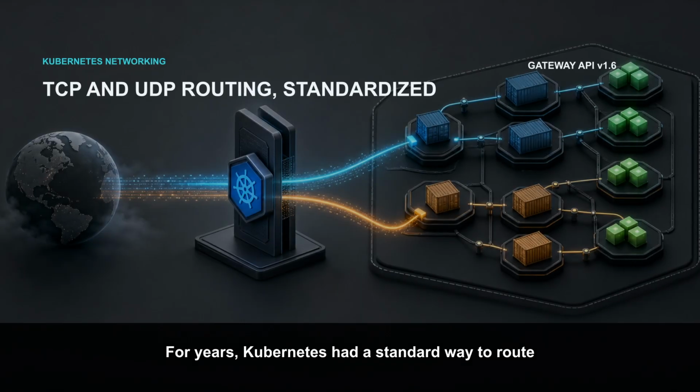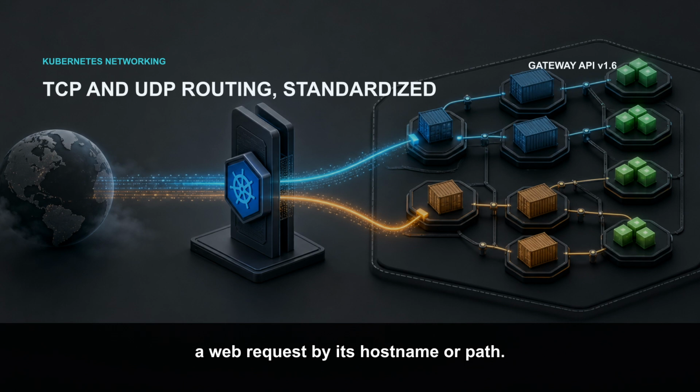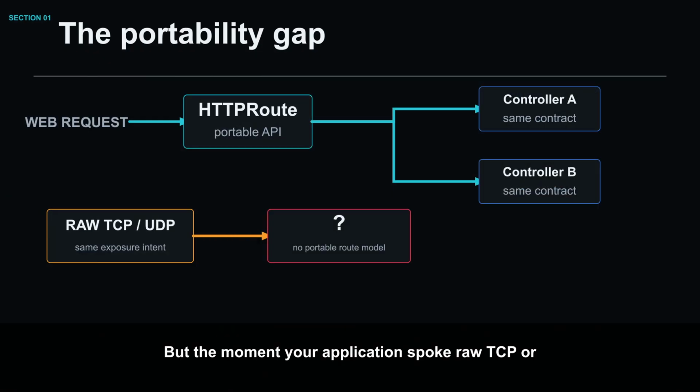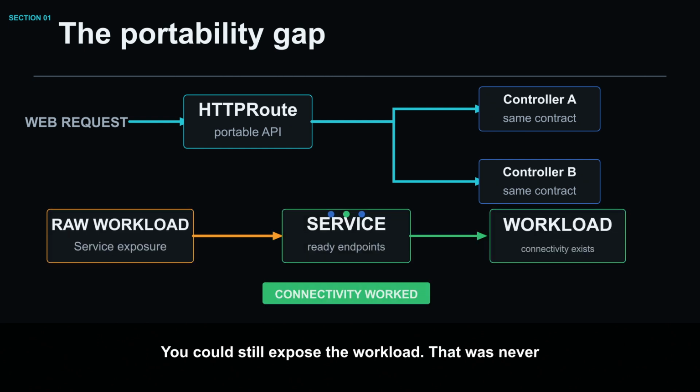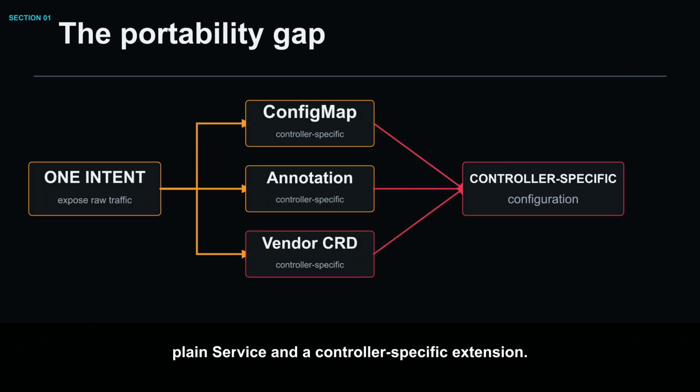For years, Kubernetes had a standard way to route a web request by its hostname or path. But the moment your application spoke raw TCP or UDP, that clean, portable story mostly stopped. You could still expose the workload. That was never impossible, but you often had to choose between a plain service and a controller-specific extension.